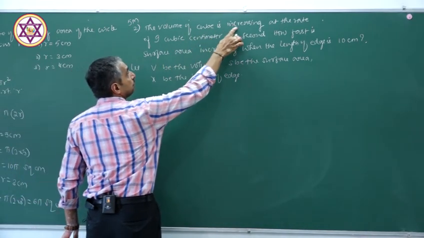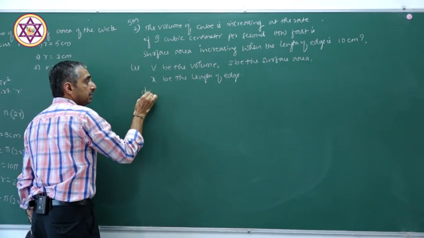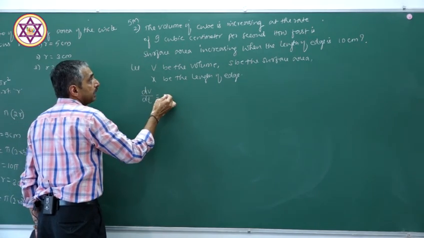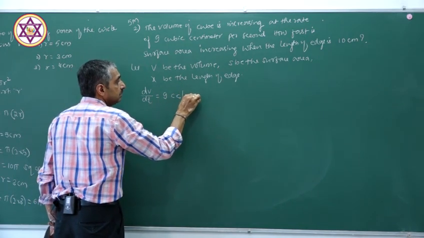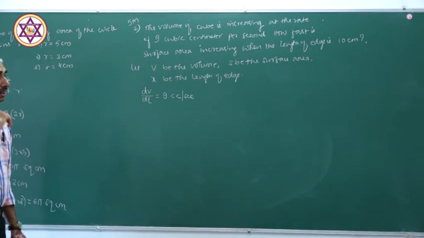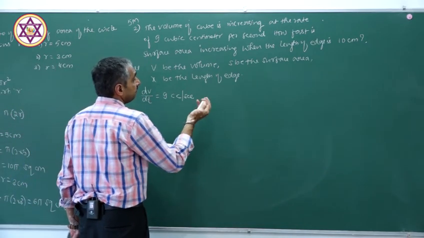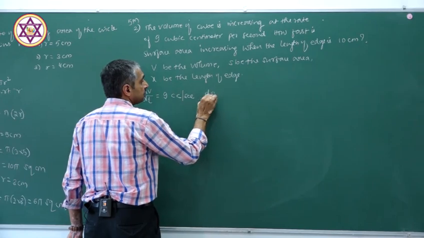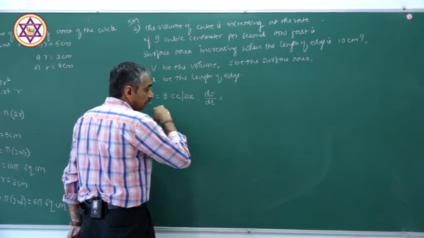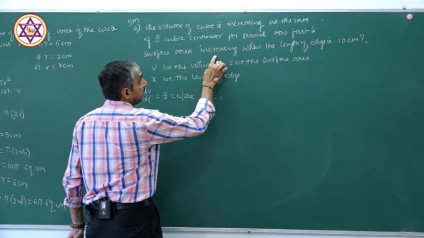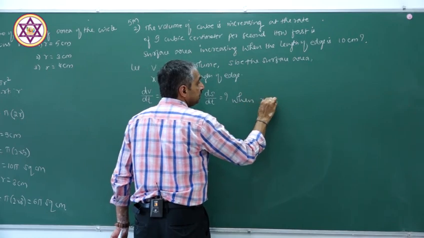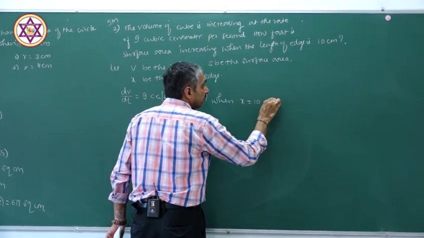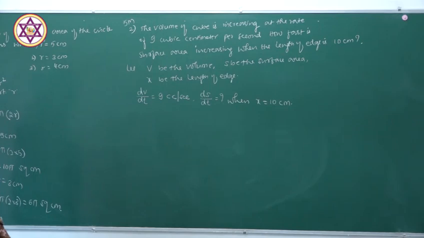The volume of the cube is increasing. The rate of change of volume, dV by dt, is how much? 9 cubic centimeter per second. How fast does the surface area increase? The rate of change of surface area, that is dS by dt, is the question. This is when the length of the edge, that is when x is equal to, how much? 10 centimeters. So now volume is given.